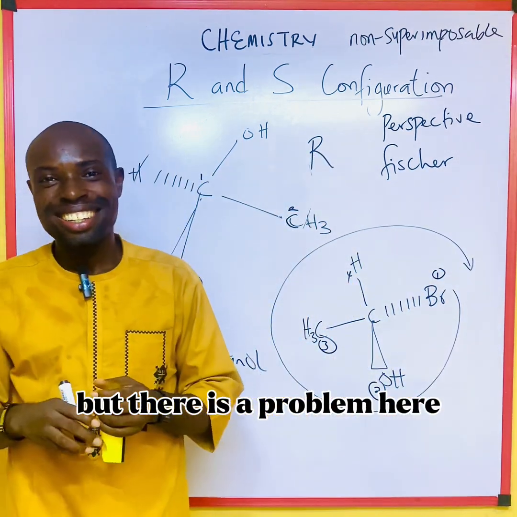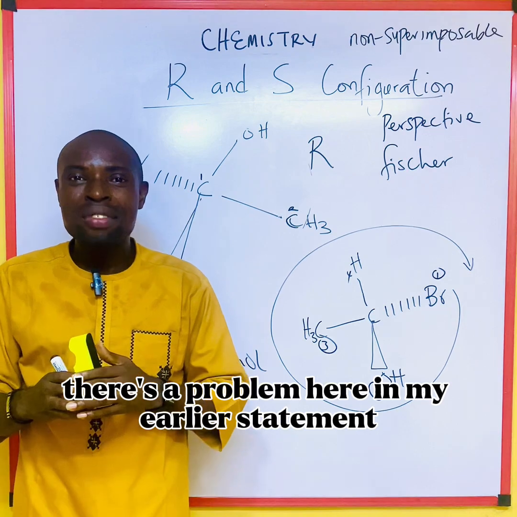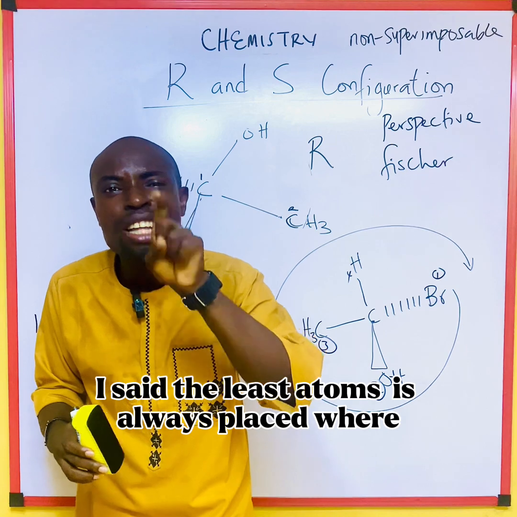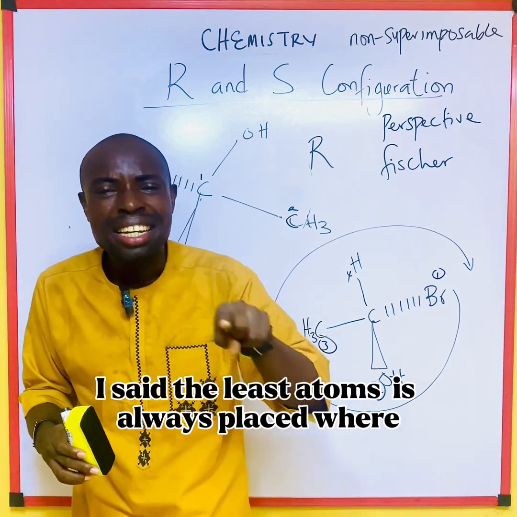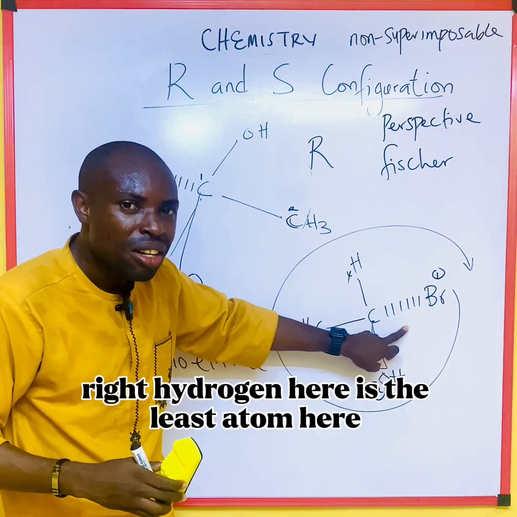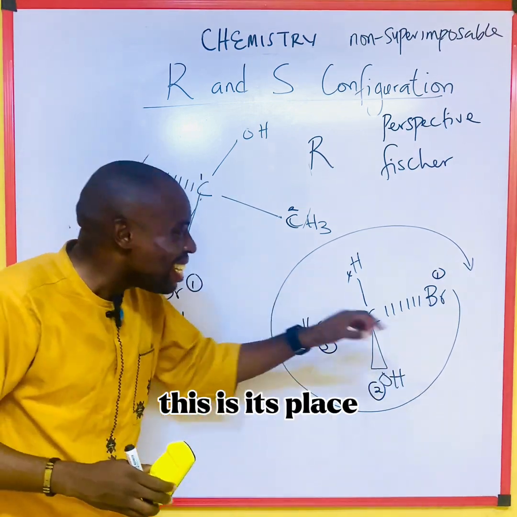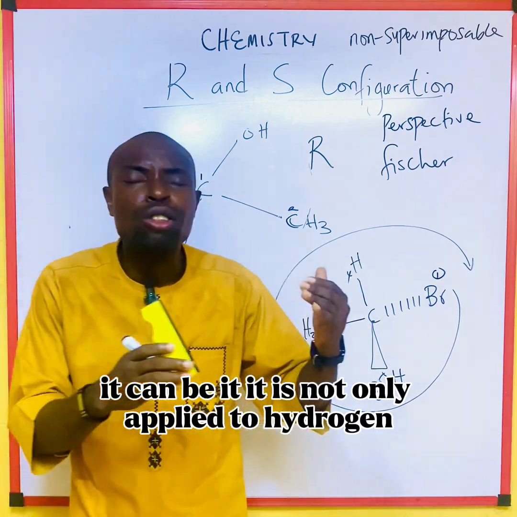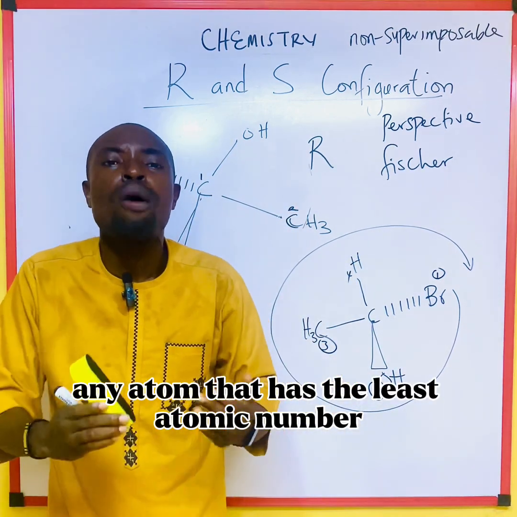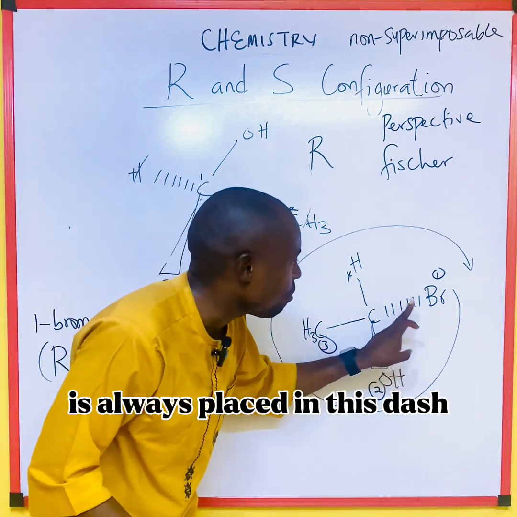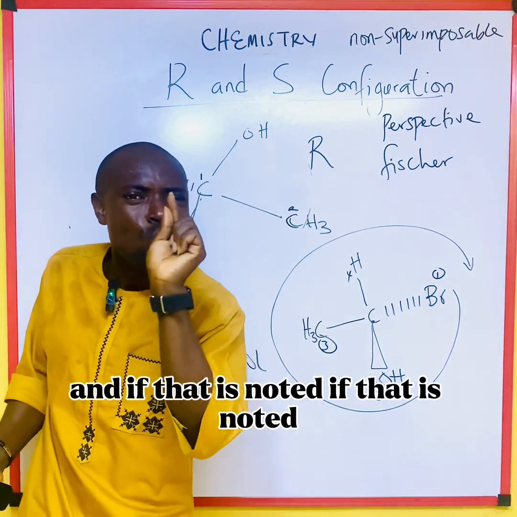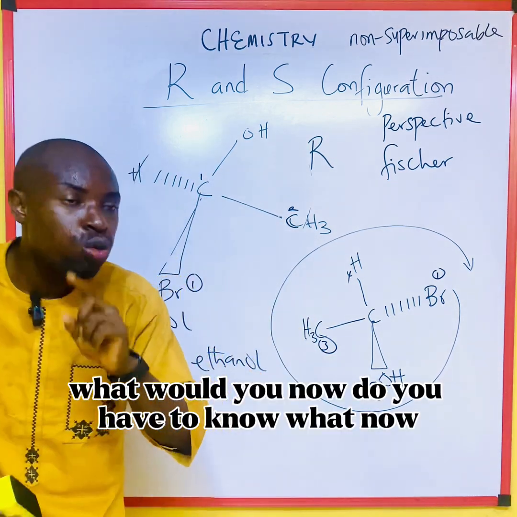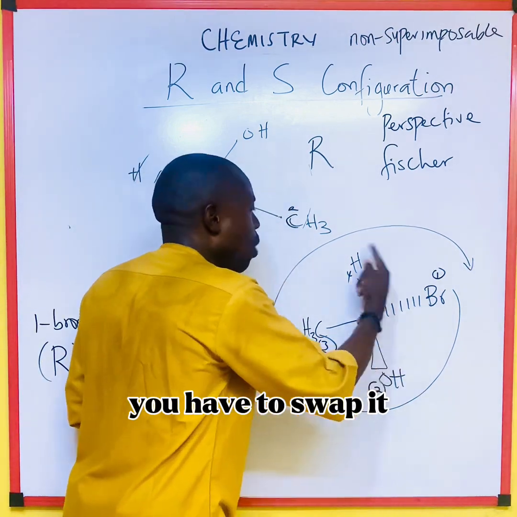But there is a problem here. In my earlier statement, I said the least atom is always placed where? In the dash. Right? Hydrogen here, the least atom here. This is its place. It is not only applied to hydrogen. Any atom that has the least atomic number is always placed in this dash. And if that is noted, if you have that knowledge, what would you now do? You have to swap it.